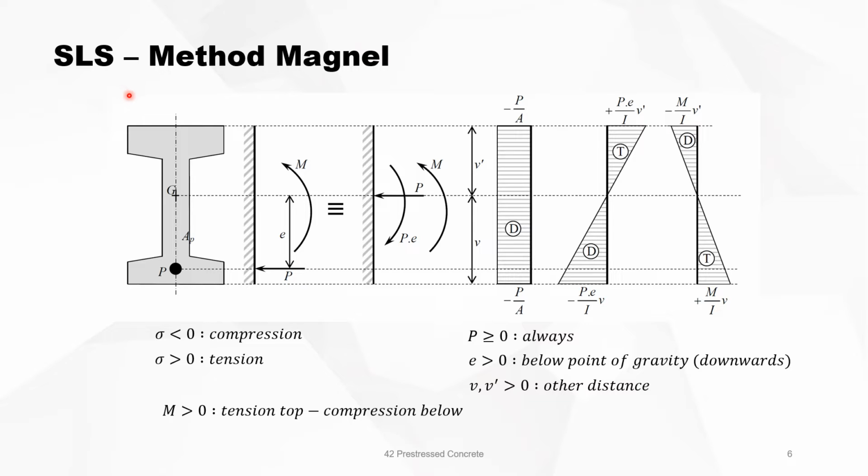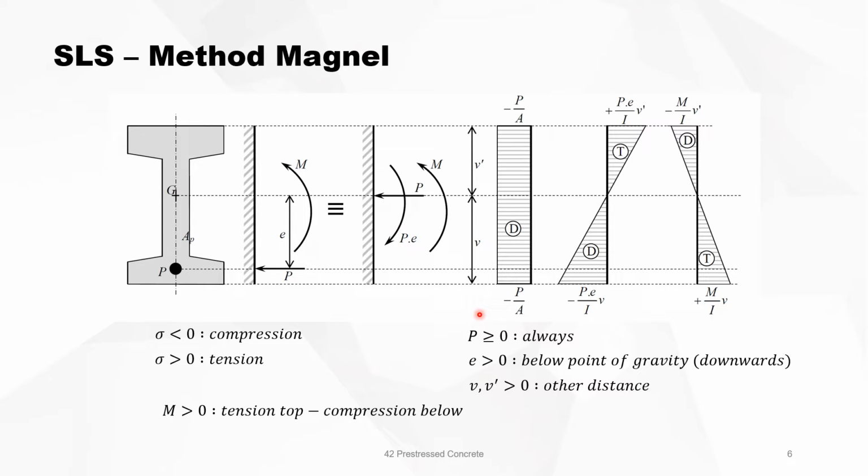Suppose we have a cross-section. On this cross-section, there is a bending moment acting from the external loads. The pre-stressing force P acts with an eccentricity of e, and this means that the section is loaded in its point of gravity by a normal force P, a bending moment M, and another bending moment P times e.